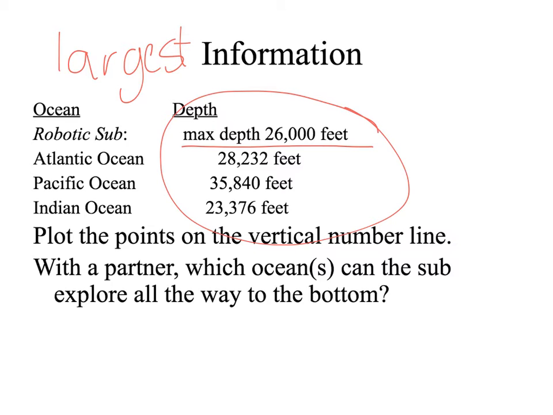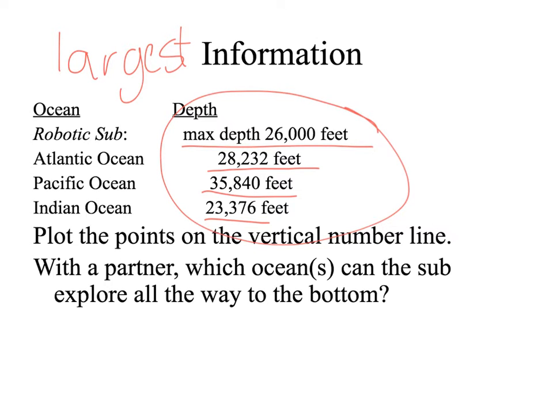The second one says the depth of the Atlantic Ocean. The number you're going to fill in is 28,232. The next one says the depth of the Pacific Ocean, which is going to be 35,840. And the last one is the Indian Ocean depth, which is 23,376 feet.